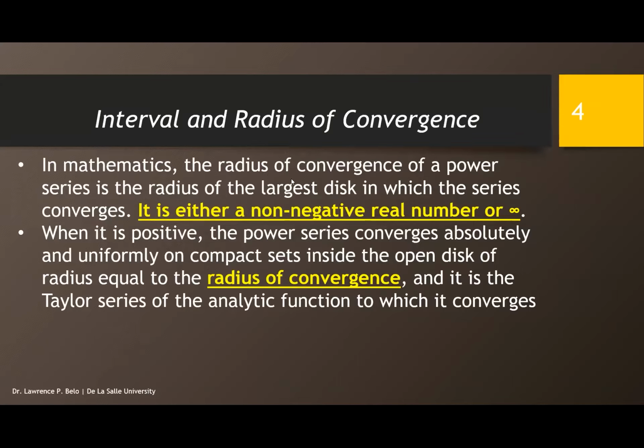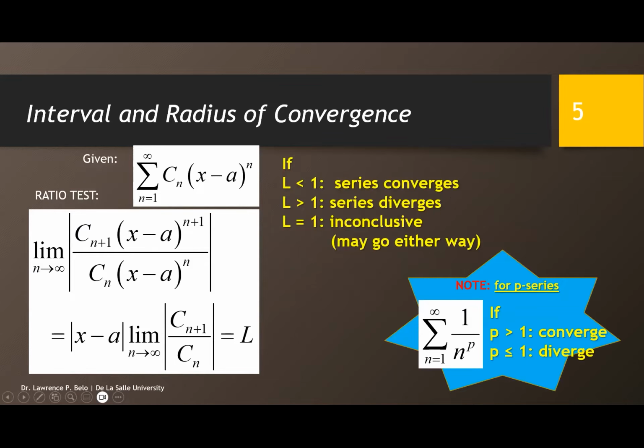So in mathematics, the radius of convergence of a power series is the radius of the largest disk in which the series converges. It is either a non-negative real number or infinity. When it is positive, the power series converges absolutely and uniformly on compact sets inside the open disk of radius equal to the radius of convergence. So your solution has to be inside the circle. And it is the Taylor series of the analytic function to which it converges.